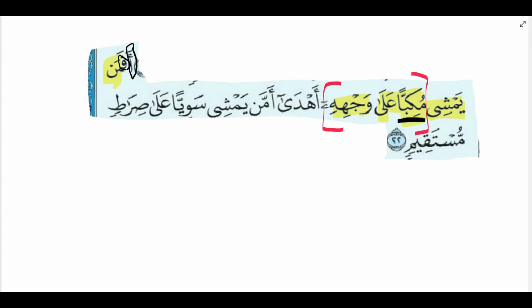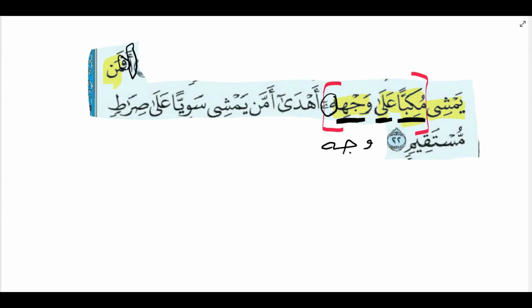Mukibban means his face is down, like it's over the earth, it's folded over. Ala, on. Wajhih: wajh, the word for face, and the last ha here means his face. So is it who, the one who walks in this state, with his face folded over? This expression means that he cannot really see.